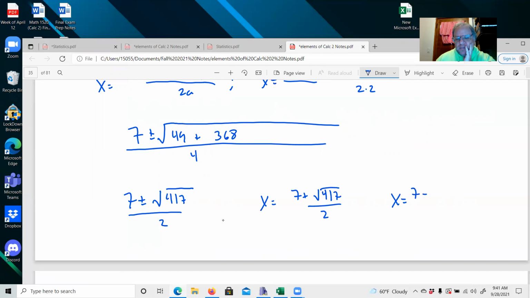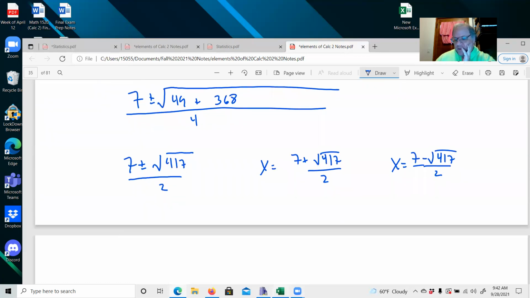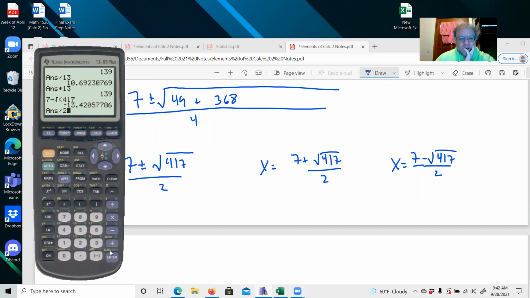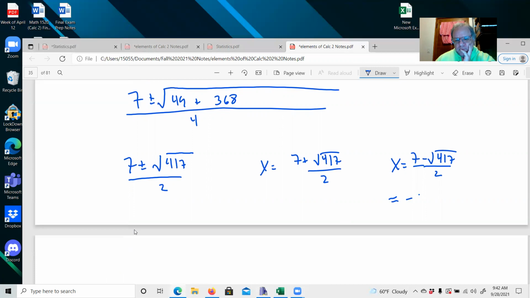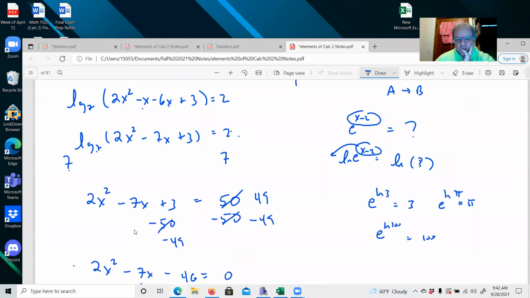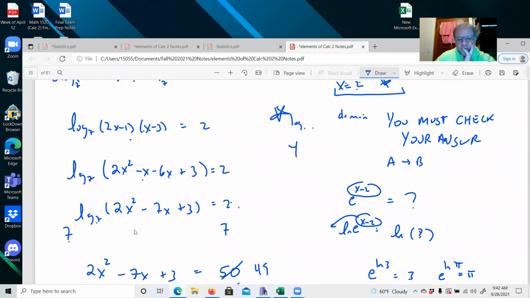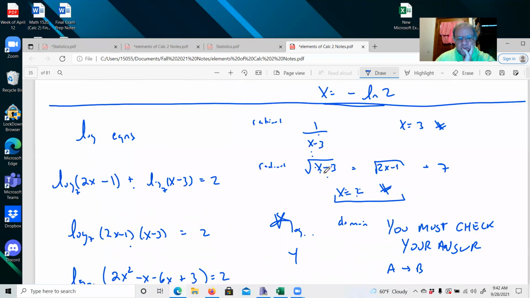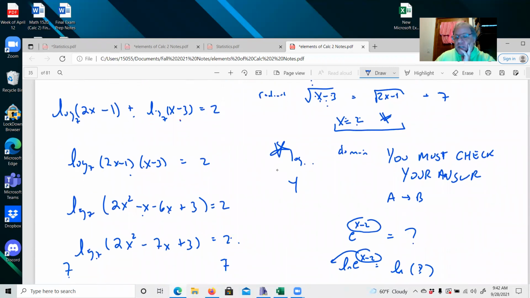X equals 7 minus root 417 divided by 2. So this is 7 minus the square root of 417, divided by 2. That's negative 6.5-ish. All right, go back to your original equation. This was the original equation. What happens if I put negative 6.5 into this equation?